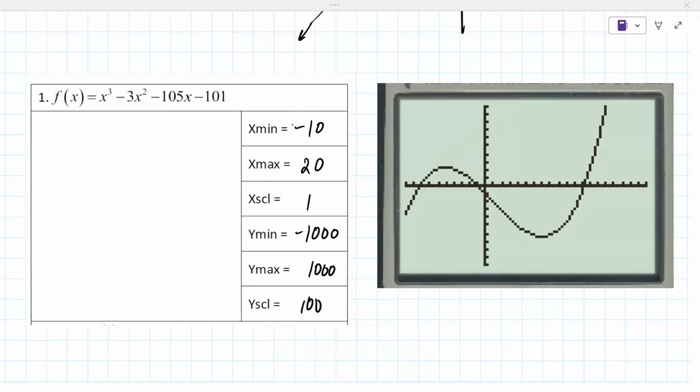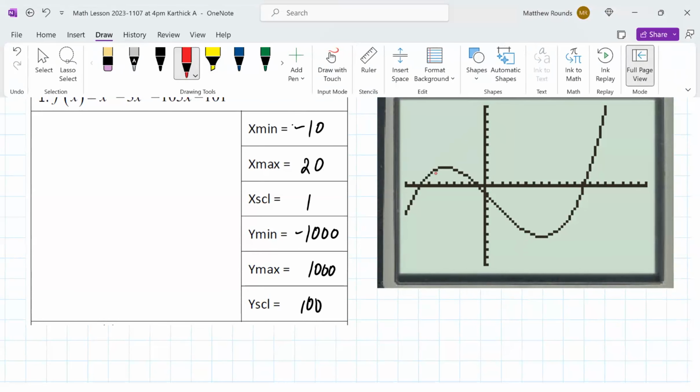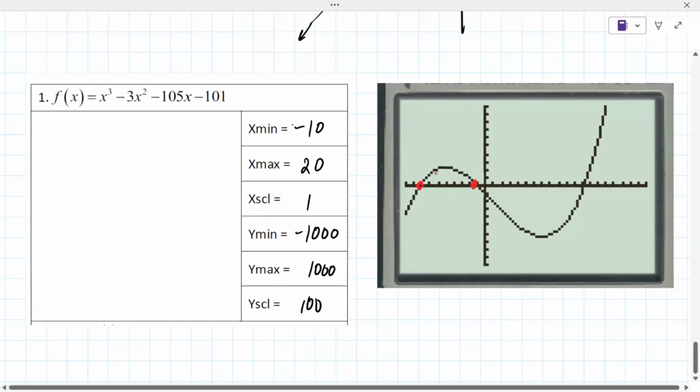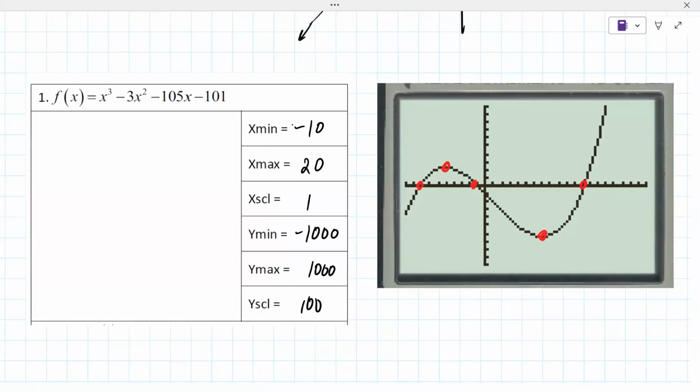So to find the other stuff on the graph, we have to find the features of the graph. You need to figure out the intercepts. You need any of the mins and the maxes. So I'm going to show you how to do that in the calculator now. Is that okay? Yeah. All right.